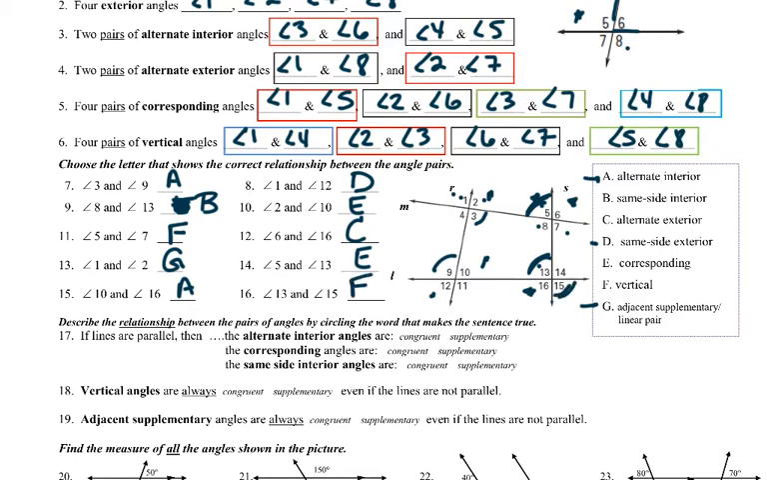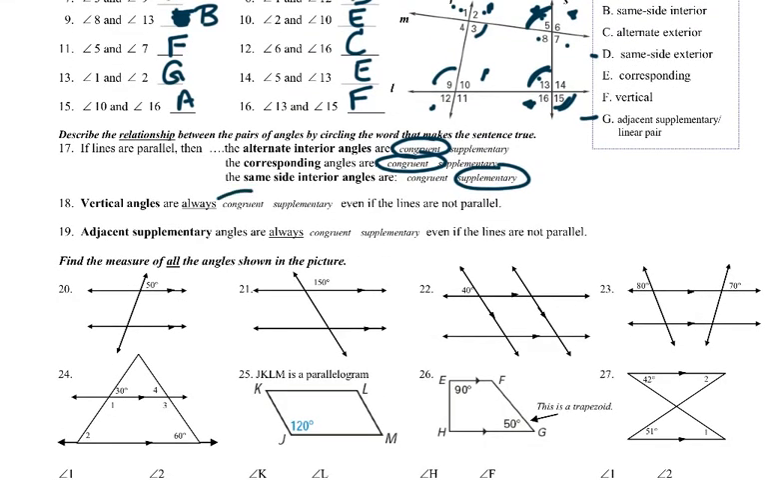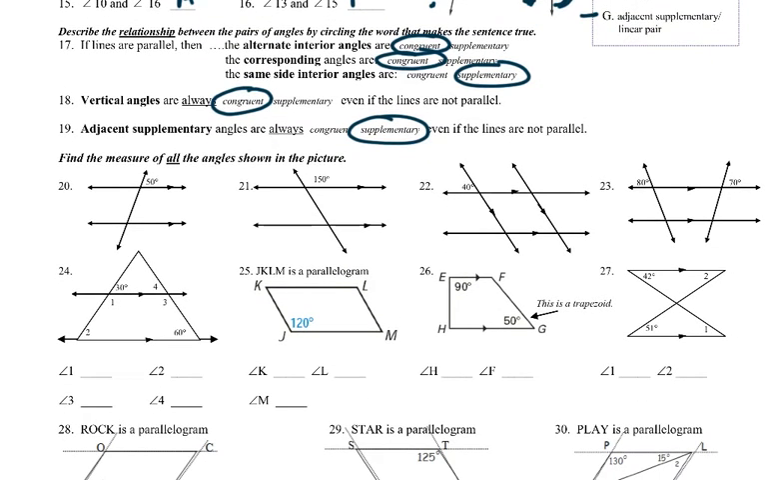We know our relationships really well. We know alternate interiors are equal, corresponding are congruent, same side are supplementary. We know that vertical angles are always equal, and we know that adjacent supplementary, of course, are always supplementary. You're very familiar by now with the checkerboard.